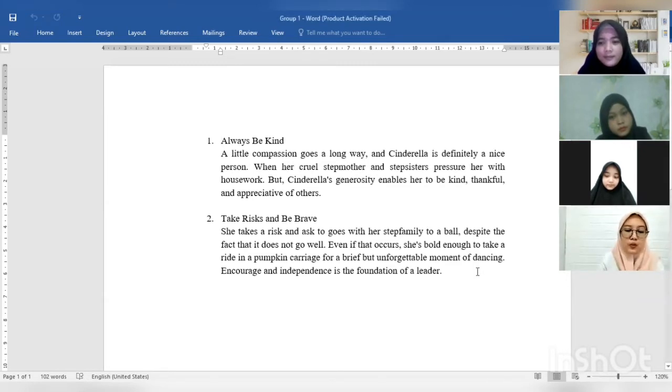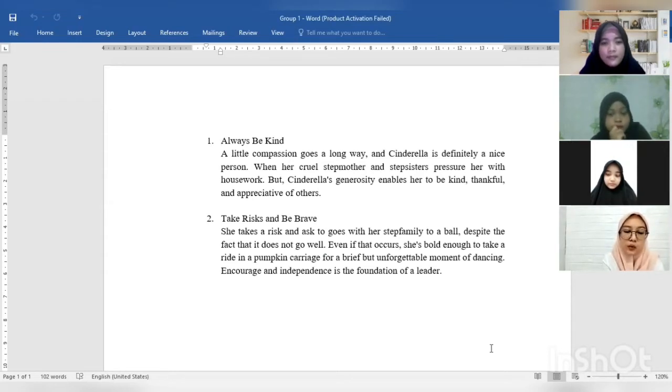Okay, the first one is always be kind. The reason is a little compassion goes a long way, and Cinderella is definitely a nice person when her cool stepmother and stepsisters pressure her with housework, but Cinderella's generosity enables her to be kind, thankful, and appreciative of others.